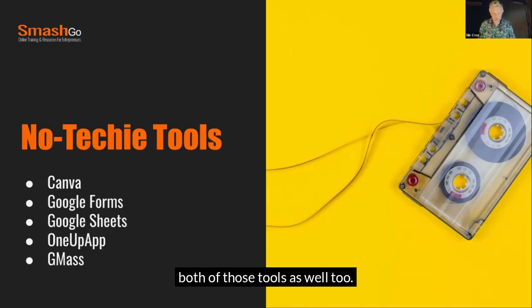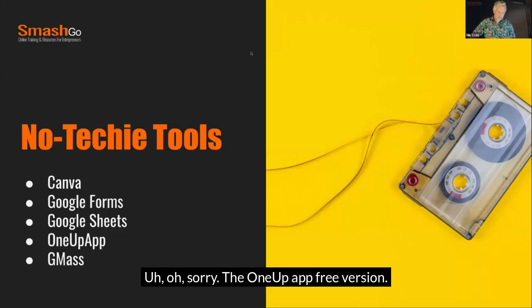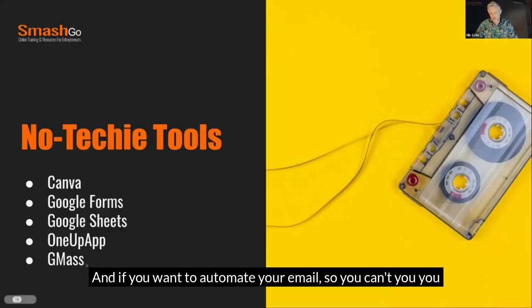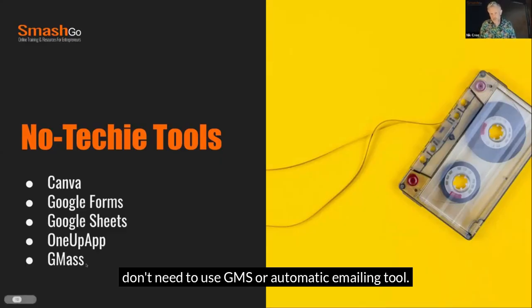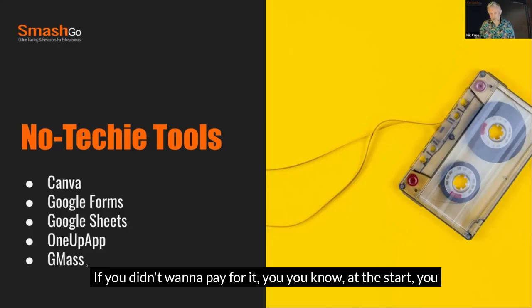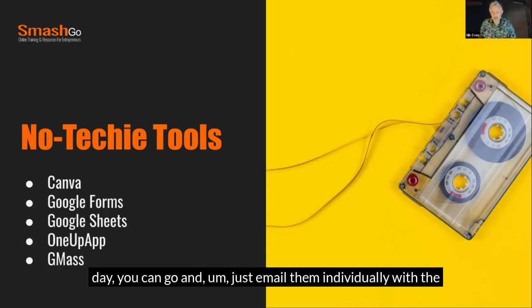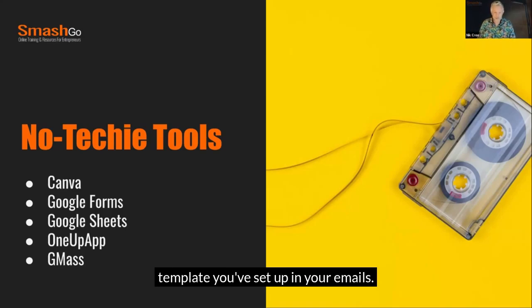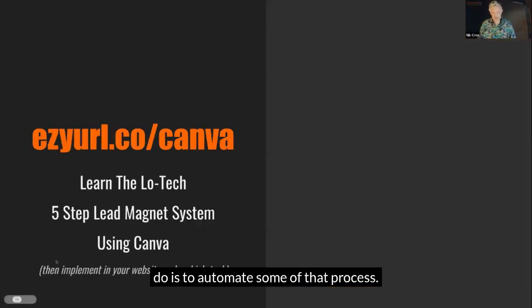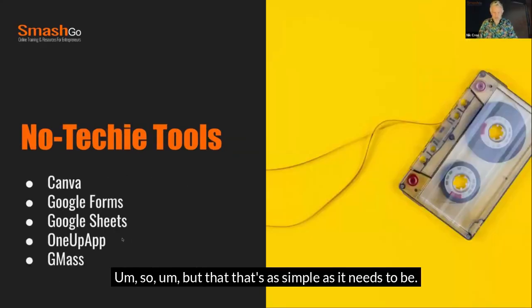You can use both of those tools as well. The OneUp app, again, that's free, so you can either use the one that's in Canva or you can use the free one. The OneUp app free version. And if you want to automate your email, you don't need to use GMAS or an automatic emailing tool if you didn't want to pay for it at the start. Even if you've got 5 or 6 a day, you can just email them individually with the template you've set up in your emails. But what GMAS allows you to do is to automate some of that process. But that's as simple as it needs to be.